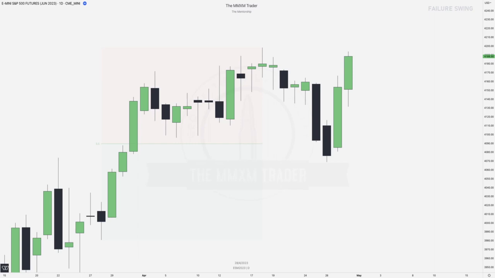So over here we've got an E-mini S&P 500 futures chart. Now let's look at where the discount and premium levels are. We've got this low down here for our discount. We've got this high up here for our premium levels, right?